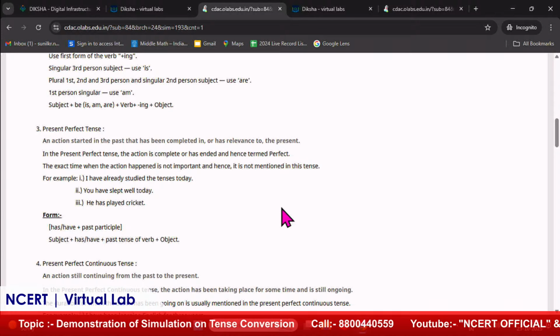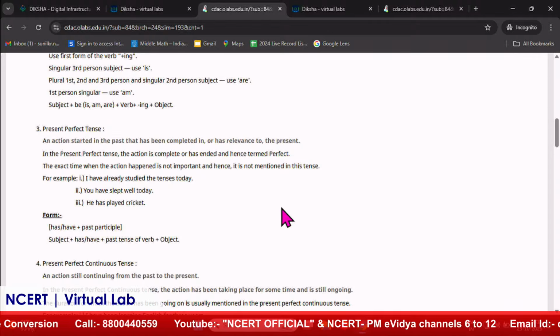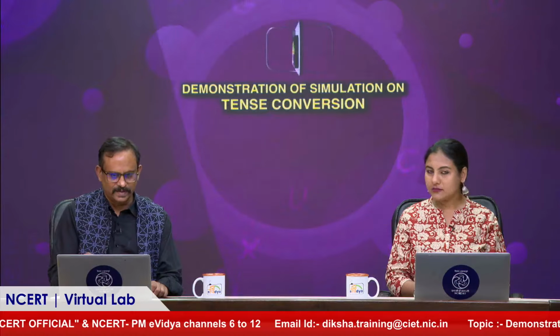So, it has a bearing on the present, because I have studied today, I remember it, and it has just finished. You have slept well today, he has played cricket, which means that he started playing cricket and that activity has just got over. That is the key to keep in mind. It has a bearing on the present, on this moment.